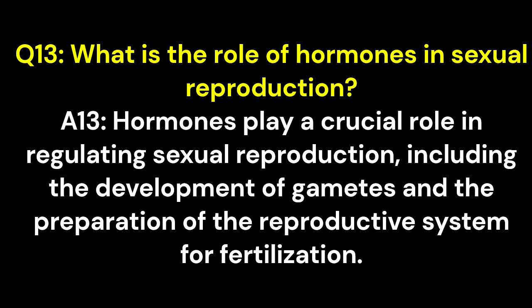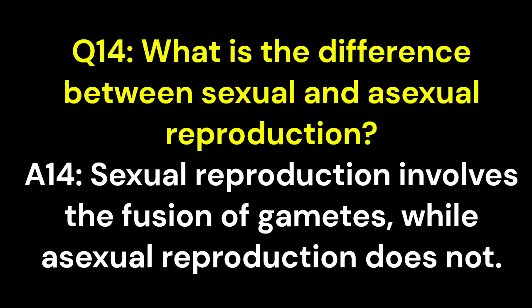Q13. What is the role of hormones in sexual reproduction? A13. Hormones play a crucial role in regulating sexual reproduction, including the development of gametes and the preparation of the reproductive system for fertilization. Q14. What is the difference between sexual and asexual reproduction? A14. Sexual reproduction involves the fusion of gametes, while asexual reproduction does not.